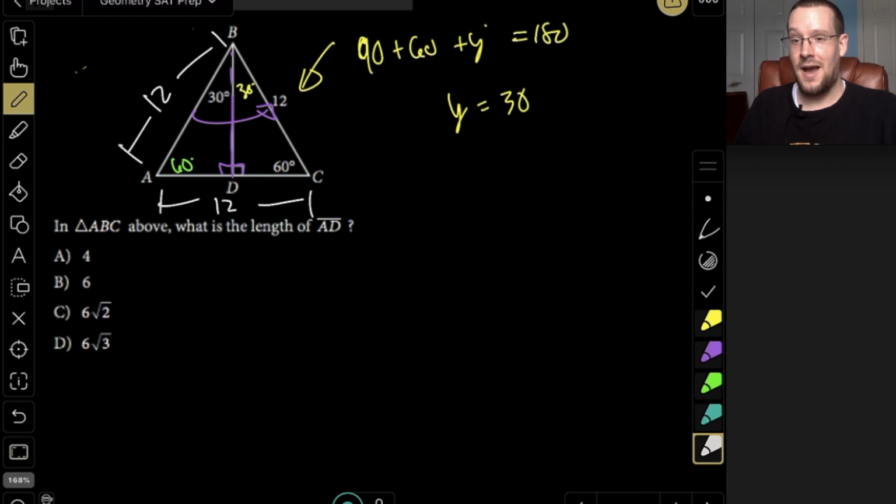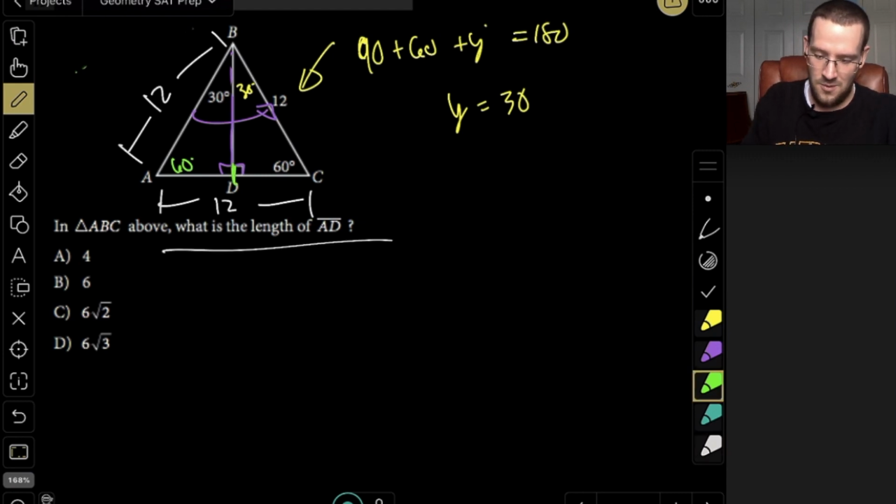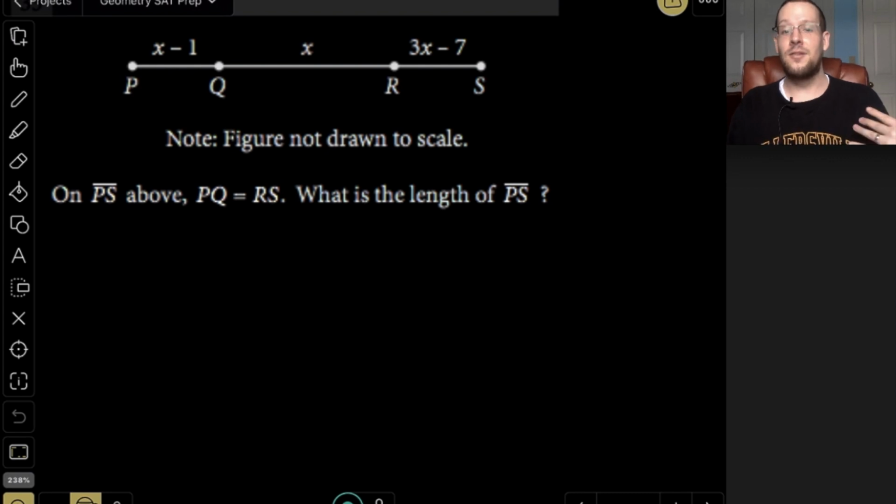And now, I mean, come on. This is the simplest triangle in the world. Now I'm going to read what they want, because I legit did not read. What's the length of AD? Oh, come on. What's the length of AD? It's half. It's half of 12. It's 6. I'm done.